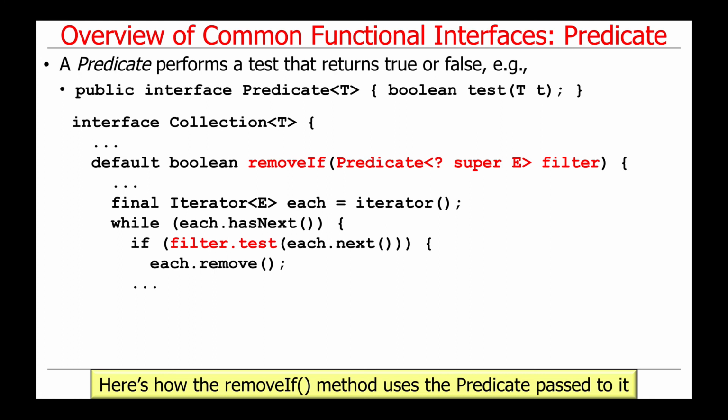Here's what it looks like if you take a look under the hood. If you go and take a look at the concurrent hash map class, you'll see it inherits from the collection interface. And if you look in collection, you'll see it has a default method called removeIf. And this will be passed a predicate called filter. And then you can see in the code how this filter will be used inside the implementation of removeIf.